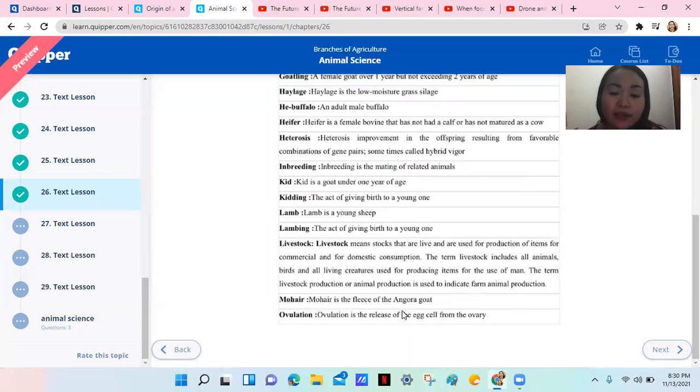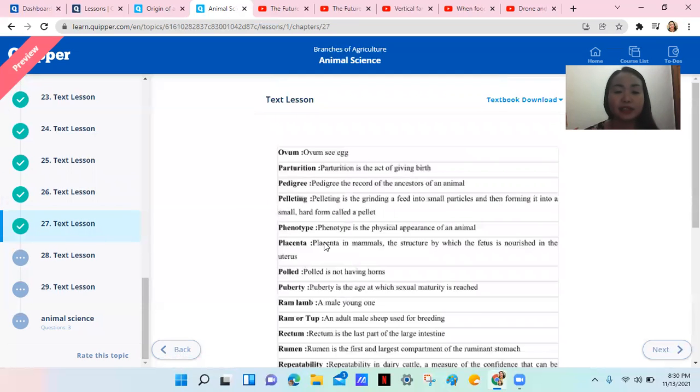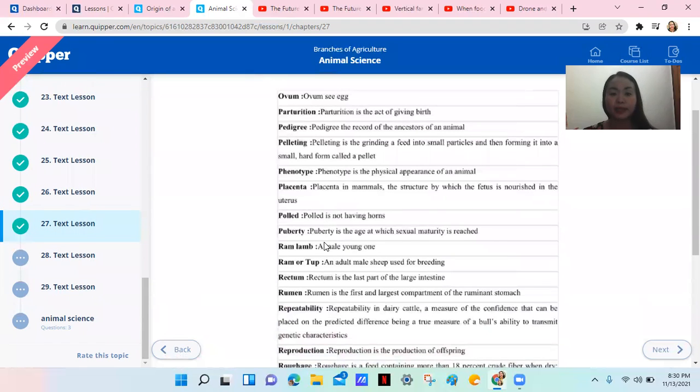Mohair is the fleece of the Angora goat. Ovulation is the release of the egg cell from the ovary. So these are all actually arranged alphabetically. Ovum is just like the egg. Parturition is the act of giving birth. Pedigree is the record of the ancestors of an animal.